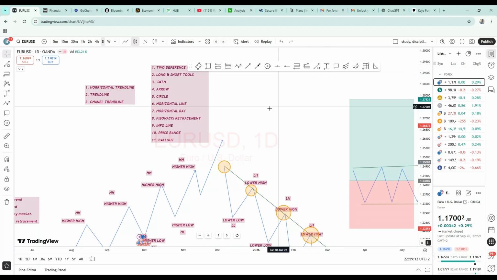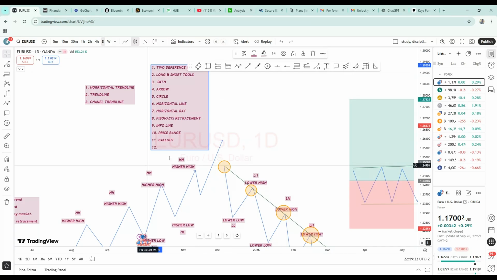And then the next one on my list is number 12, which is the channel. Fibonacci channel. Look at it. Fibonacci channel.